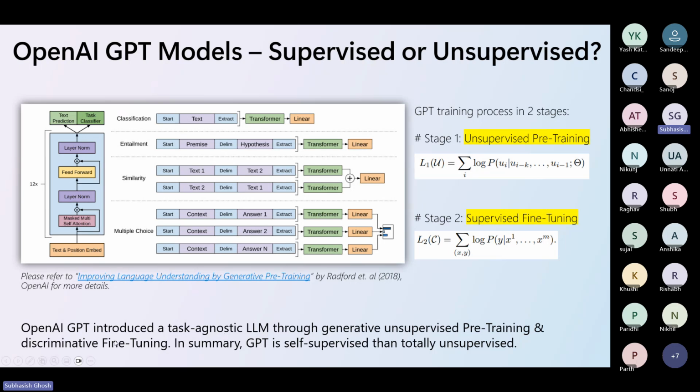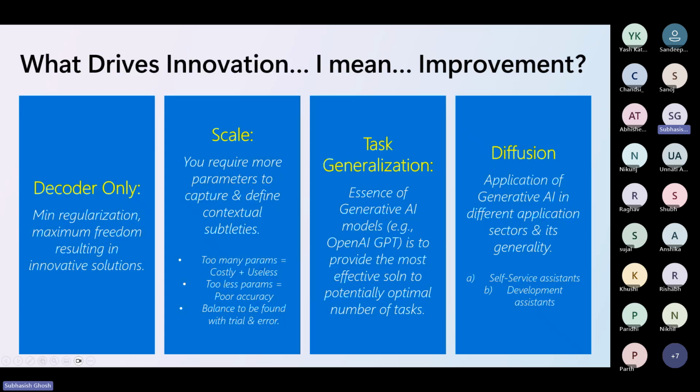So the answer to the question is, OpenAI GPT introduced what we call a task-agnostic LLM via two stages. Stage one is unsupervised pre-training, and then you have a discriminative fine-tuning, which takes care of loss calculation, gradient calculation, backpropagation, and all of that. In that sense, it's a self-supervised large language model. It is not unsupervised or supervised. That's the technical bit of the explanation.